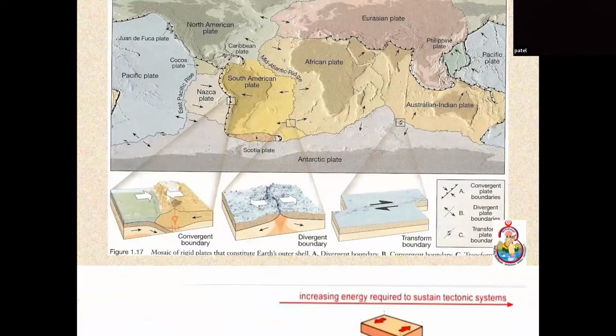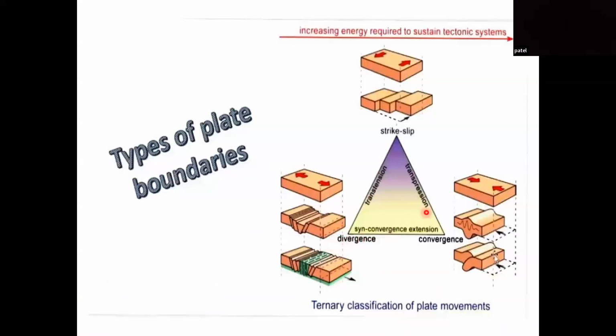So here we see the three types of boundaries I have shown in the triangle. At one place you can see there is extension of the crust, where there is a divergent boundary. Where there is a convergent boundary, shortening of the crust is going on. And at the third type of boundary, there is no extension and no shortening going on.